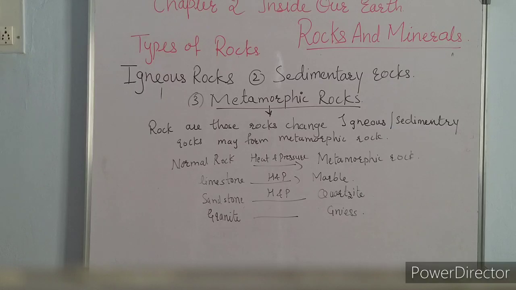Next we will discuss the rock cycle. Can you see this picture? The Taj Mahal is made of marble, whereas the Red Fort is made of red sandstone. Marble is nothing but metamorphic rock. These are the examples.